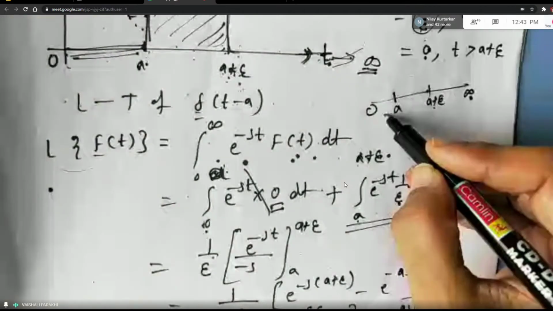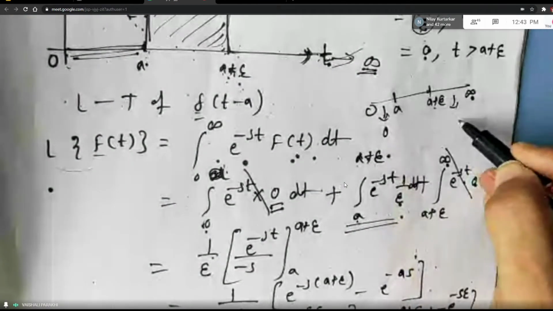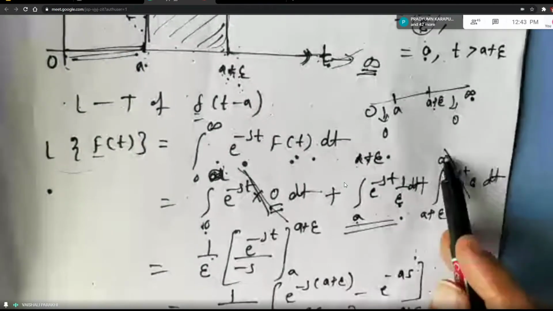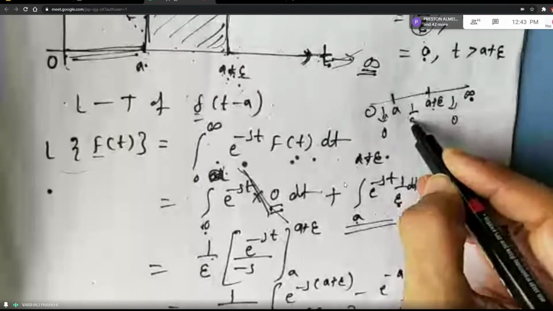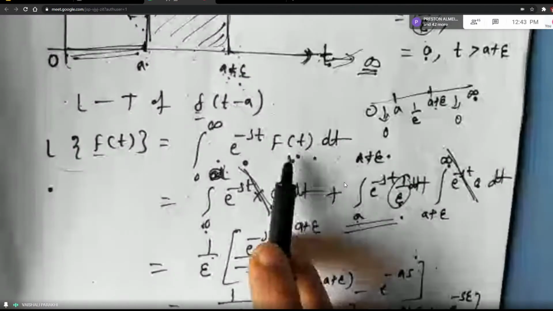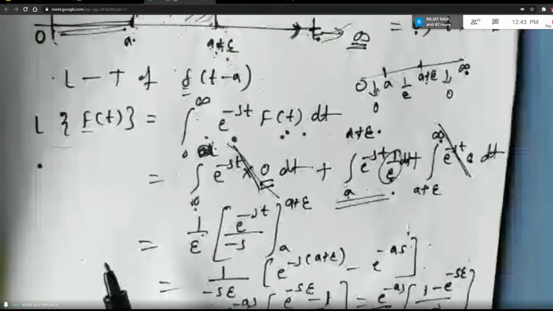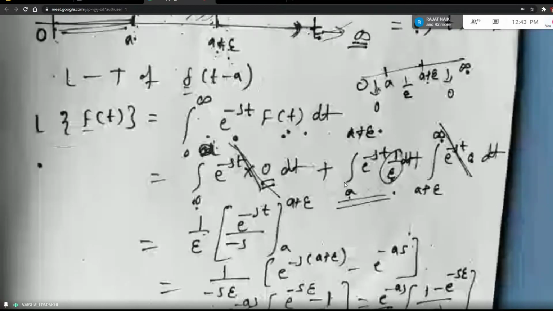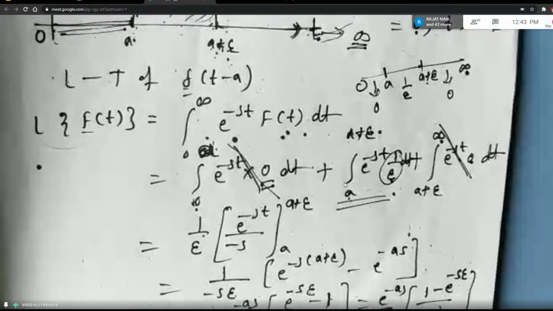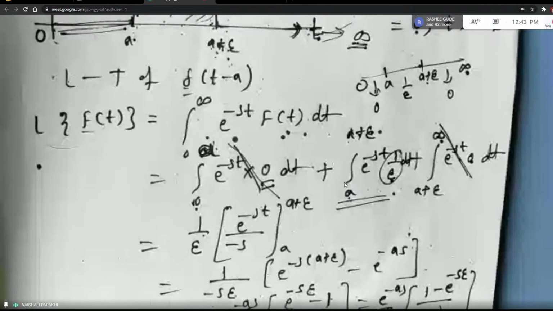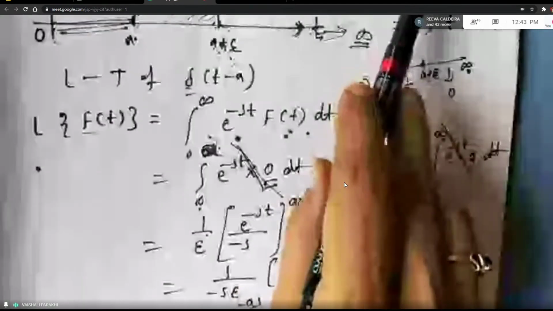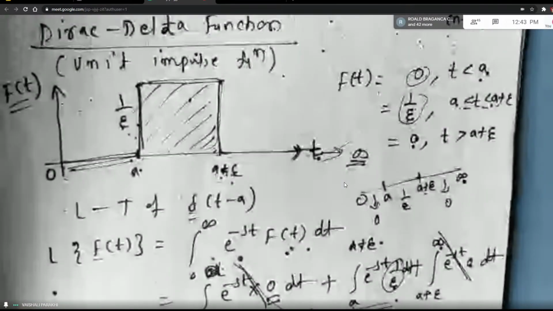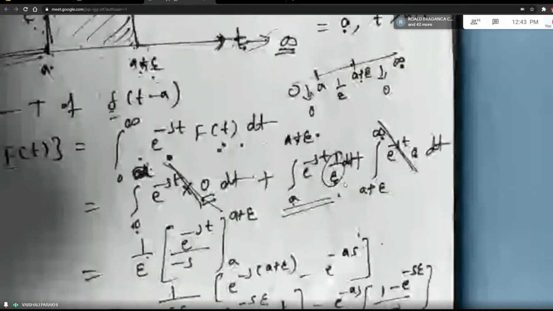What is the value of the function here? 0. What is the value of the function here? 0. So first integral and last integral are vanishing. And what is the value of the function in the middle interval? 1 by epsilon. So f of t is replaced by 1 by epsilon. So it is a division of integrals according to the intervals given in the function. So first and last integrals, why they are vanishing, you understood? Because the values of the function are 0 in the first and last one. Only the middle integral is appearing.